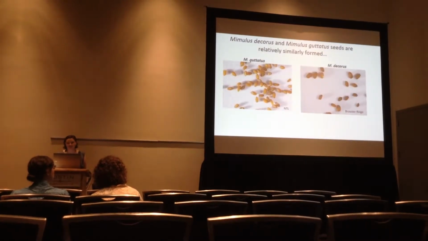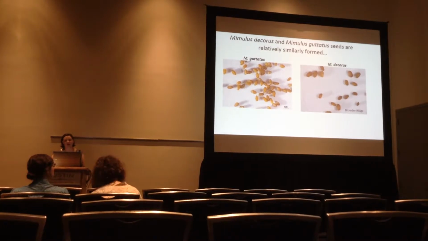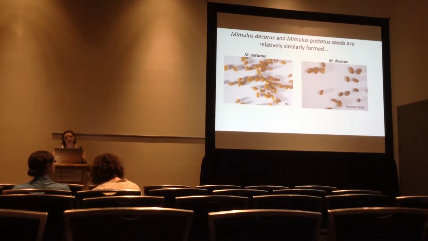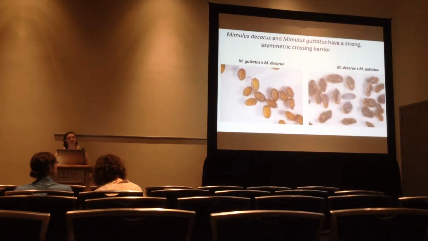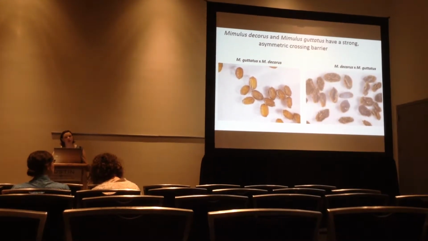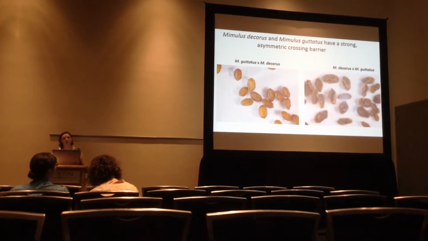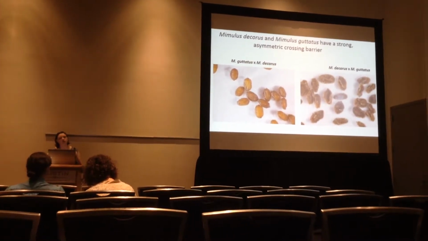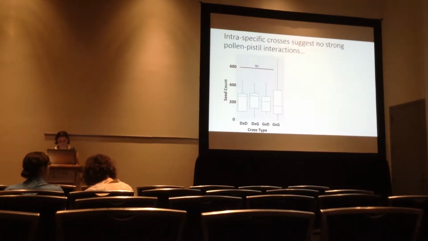One trait in which these two species are very similar is seed production. Both bucatus and decoris make viable, well-formed, plump seeds. But when you cross them, you end up with 2 very distinct seed phenotypes. When bucatus is mom, you end up with nice, plump, viable seeds. But when decoris is mom, you end up with shriveled, wrinkled seed shells.